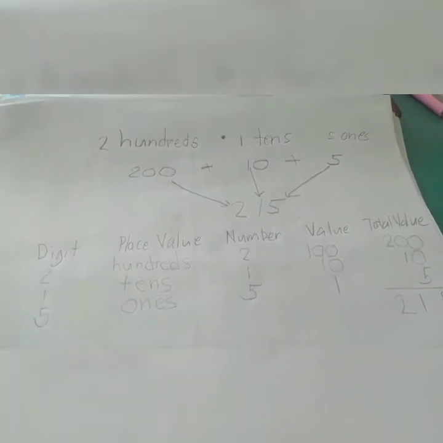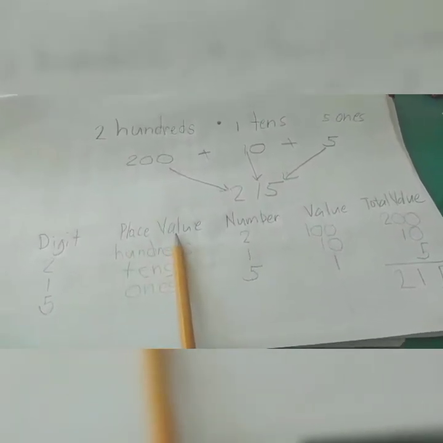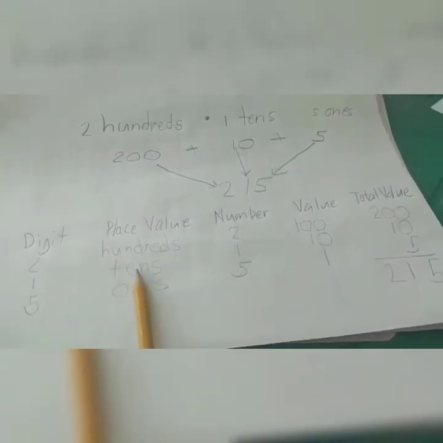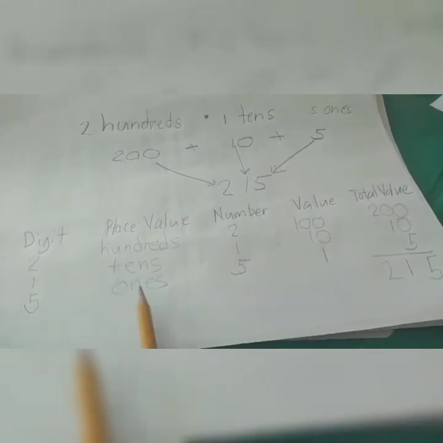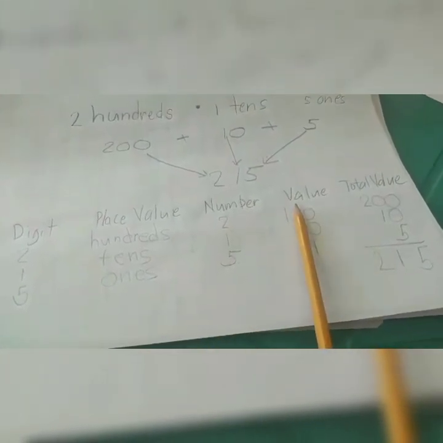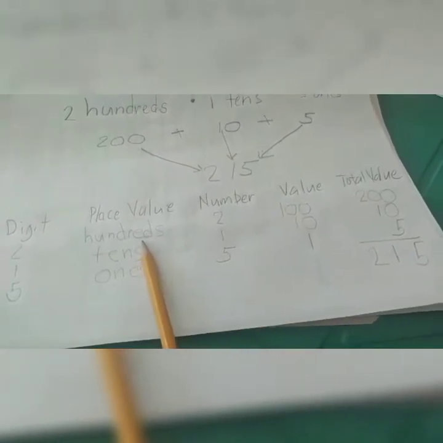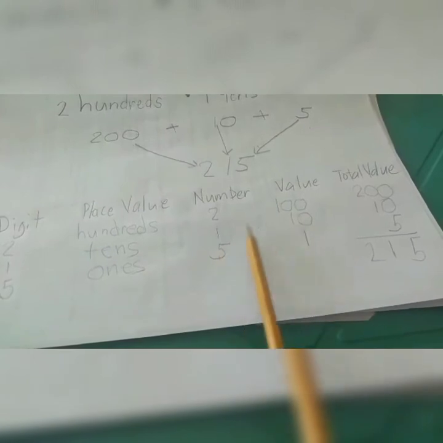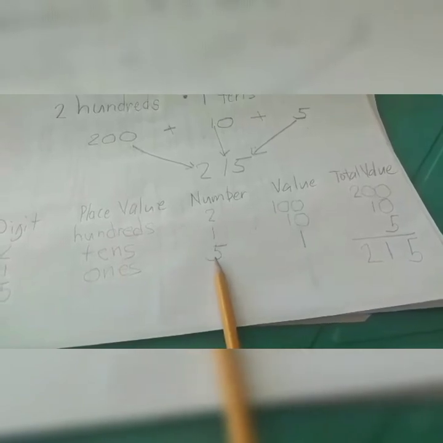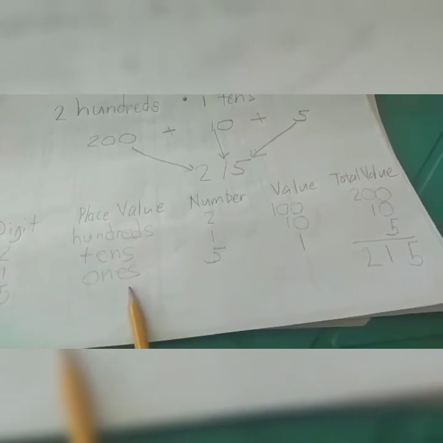Now show the value of 215. First, we write the digit 215. Then, the place value. What is the place value of 2? Hundreds. 1, it's in tens place. 5, ones place. Let's write the number 215. What is the value of 2? 100, because it's in hundreds place. The value of 1? 10, because it is in tens place. What is the value of 5? 5, because it is in ones place.